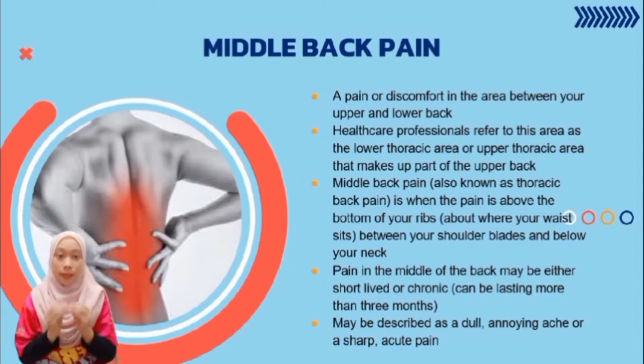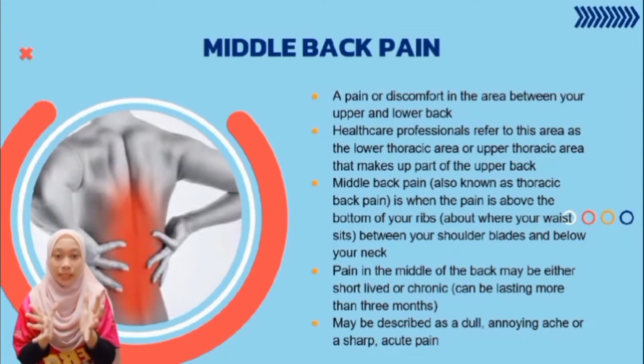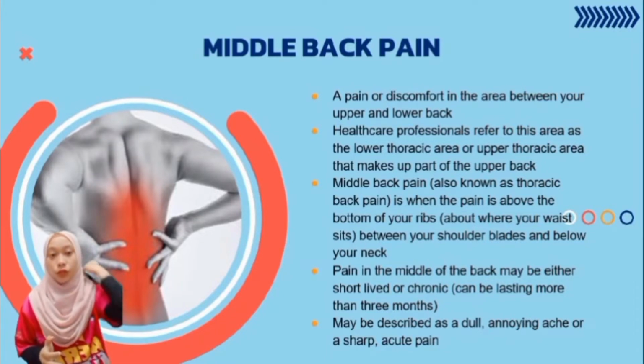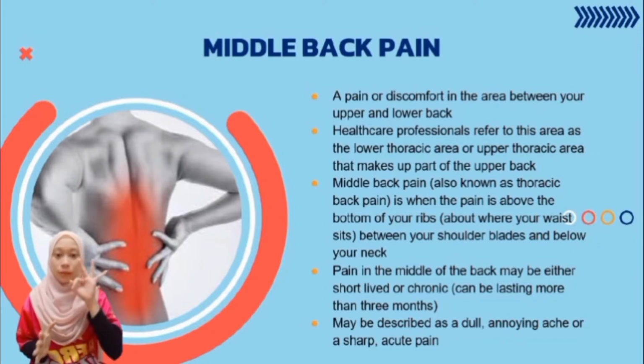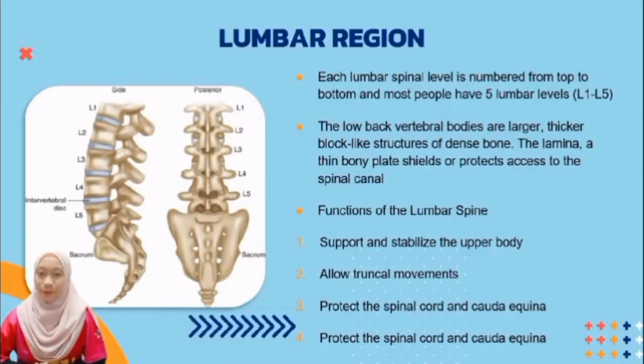Basically, middle back pain, also known as thoracic back pain, is when the pain is above the bottom of your ribs, about where your waist sits, between your shoulder blades and below your neck. Pain in the middle of the back can be either short-lived or chronic, lasting for more than 3 months. This middle back pain may be described as a dull, annoying ache, or a sharp or acute pain.